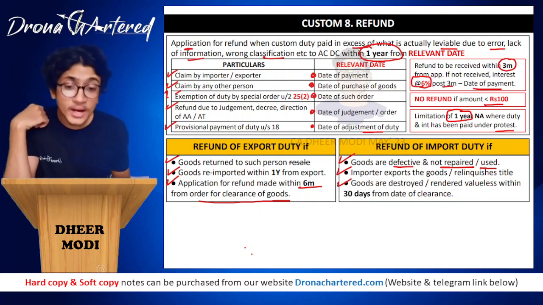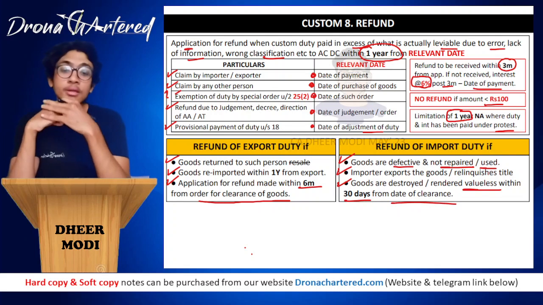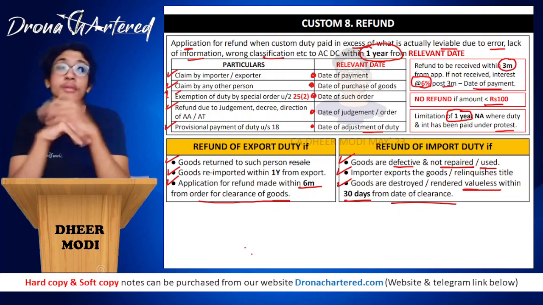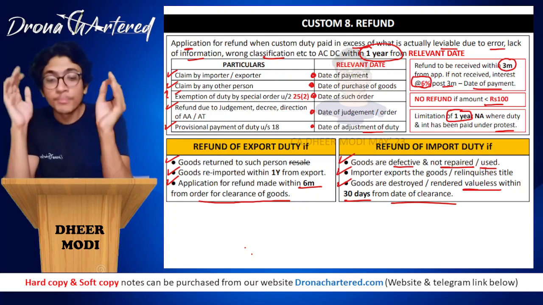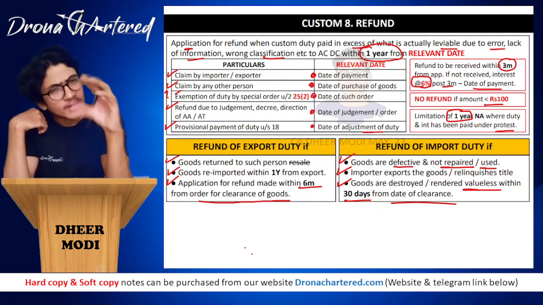And last is goods are destroyed or rendered valueless within 30 days from your date of clearance. So from your date of clearance, if within 30 days it is considered that, boss, these goods are destroyed, these are useless, in such a case, your import duty will be refunded back to you. And with this, we are done with this chapter. Very, very small chapter.